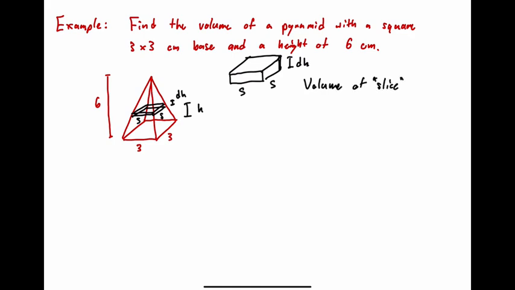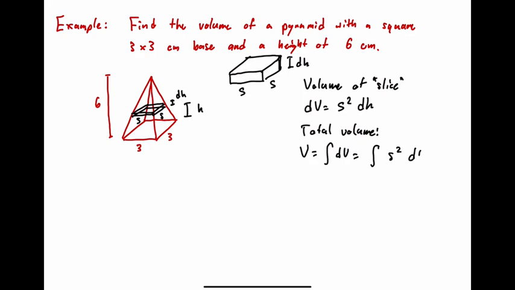Well, this is a rectangular solid, so the volume is the three dimensions multiplied together. So this small bit of volume is s times s, that's s squared, times the height dh. Now to find the total volume, I simply integrate this expression. So the total volume, that's V, the volume of the entire pyramid. That's the integral of these little bits of volume, the integral of s squared dh.